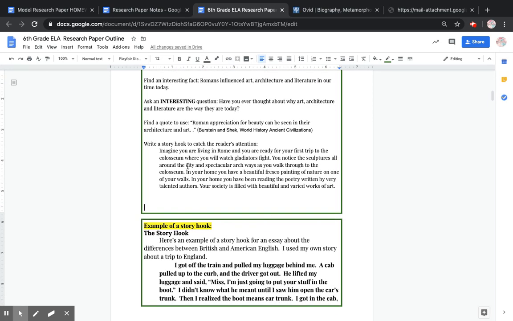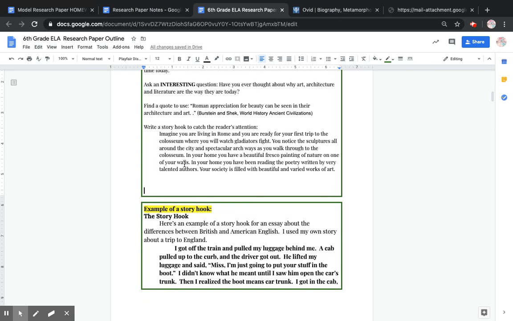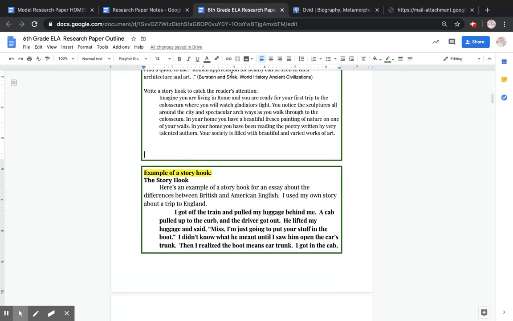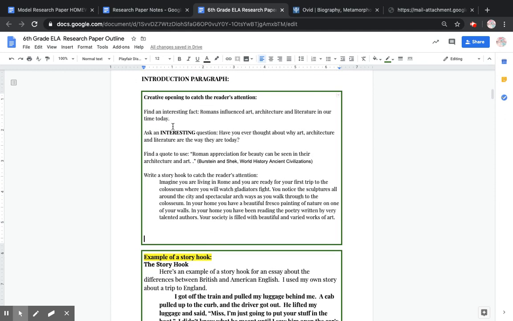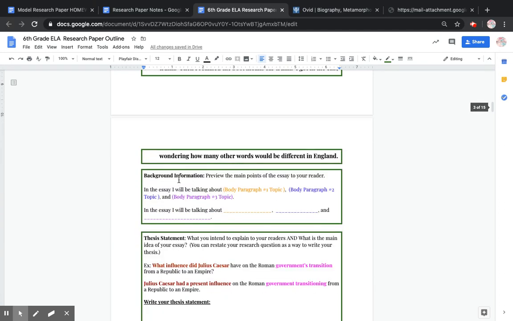So the story hook might be a fun way for you to kind of immerse yourself into that time in history and get a lot of creative writing done in something that's not really filled with creativity. It's more filled with informational fact. So this would be a good way to do that if you are on the more creative side. If not, no big deal. You also have your interesting fact, interesting question, or quote you can use as your creative opening to catch your reader's attention. So now I have my background information.